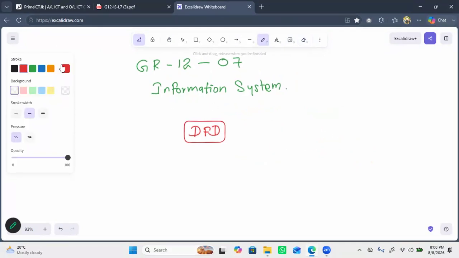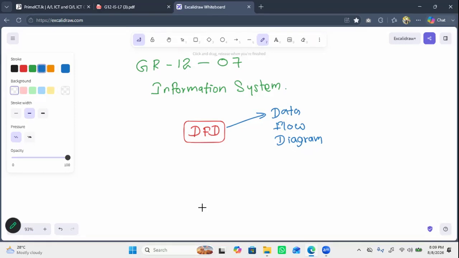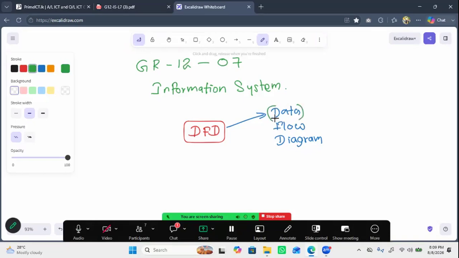DFD means data flow diagram. So we are going to draw a small diagram about a system that you are going to build. This diagram shows you the data which is flowing from one end to another. So it is very important when you are going to build a system.